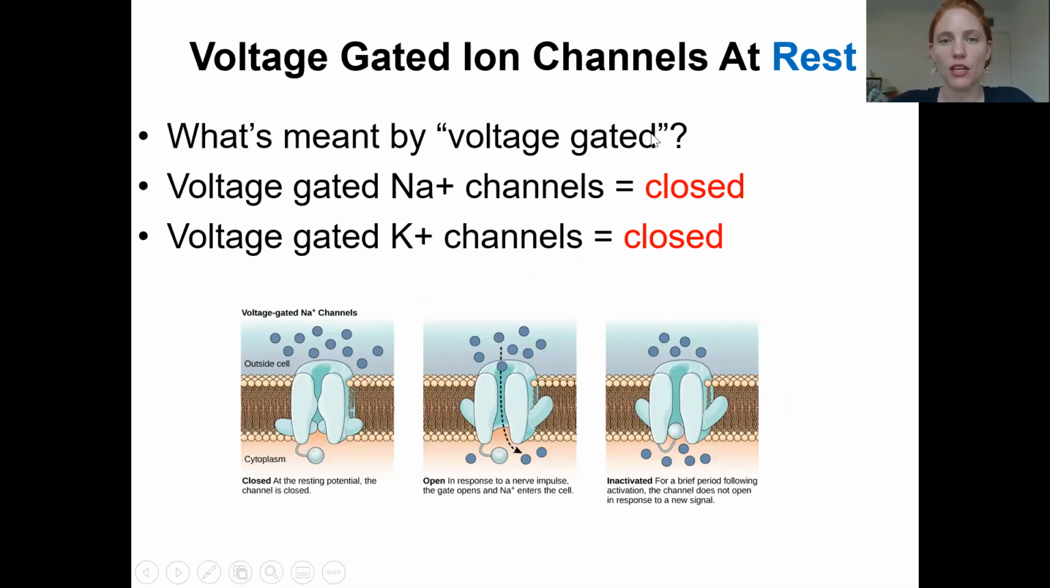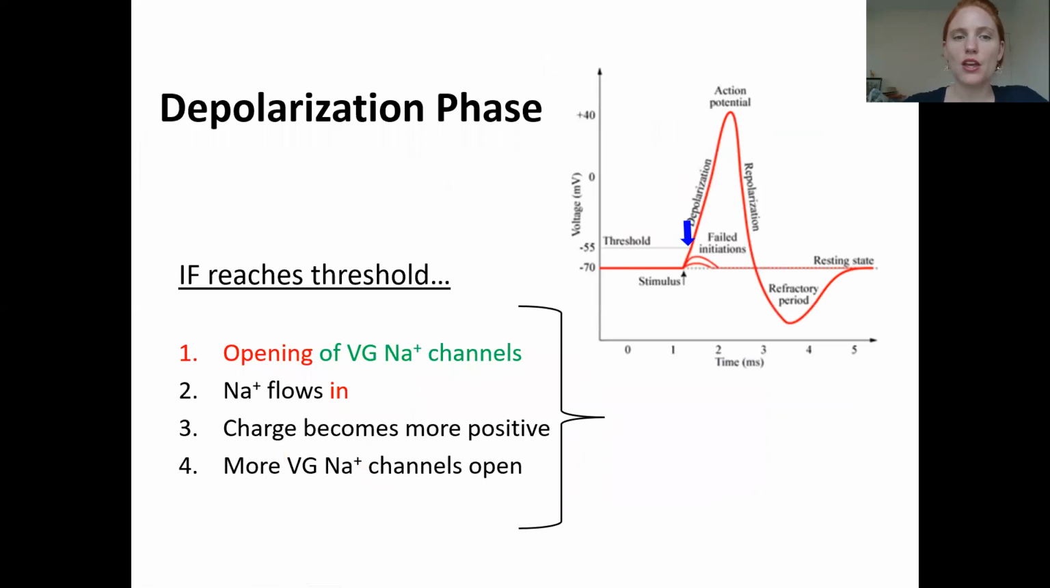Okay, so let's look at those voltage-gated channels. Voltage-gated, what did that mean? It means they open at a particular charge and then close at a particular charge. They have a range of charges that allow them to be open. At rest, during resting membrane potential, the voltage-gated channels are going to be closed. We have voltage-gated sodium channels, Na stands for sodium, and voltage-gated potassium channels, K stands for potassium. At rest, both of them are closed. Nothing's getting through those right now. Now, if you have enough depolarizations, so you have graded depolarizations that stack on top of each other, and they're enough to reach that threshold, you now reach a positive charge that's enough to open those voltage-gated sodium channels.